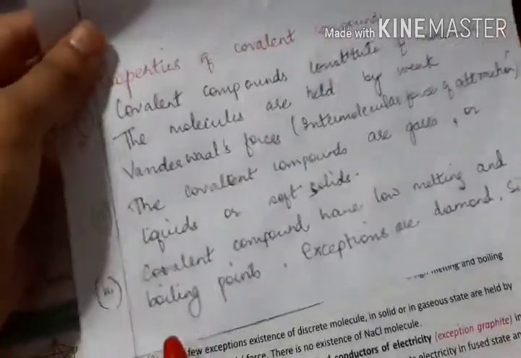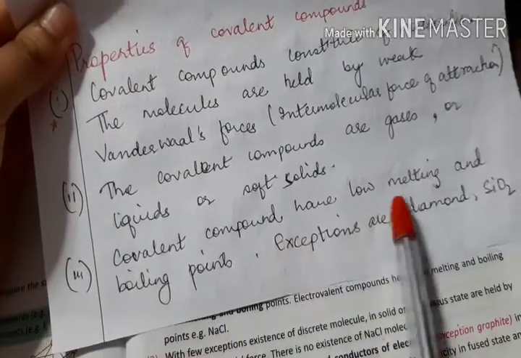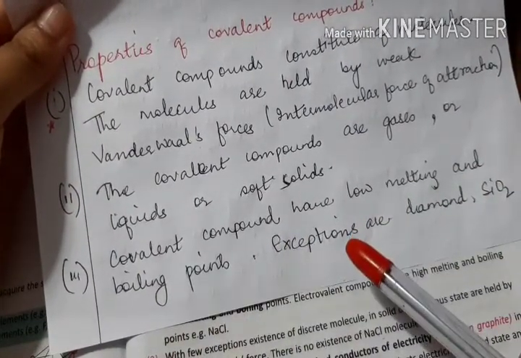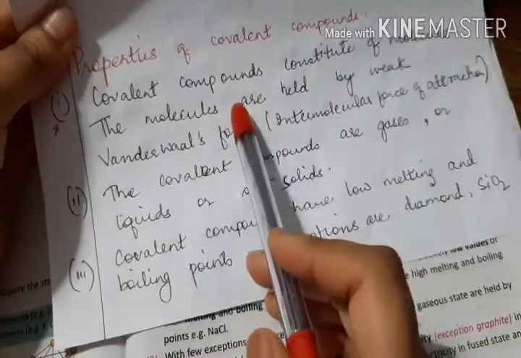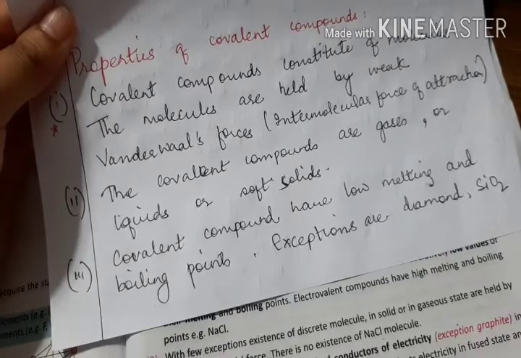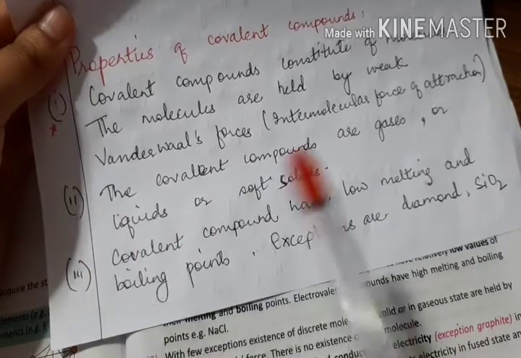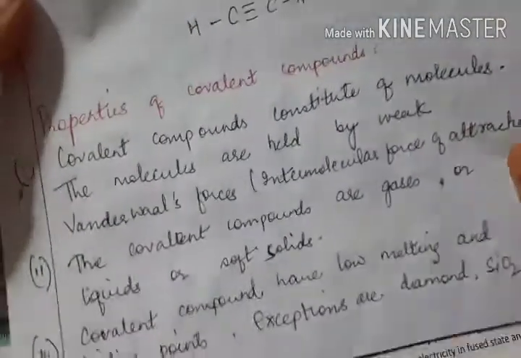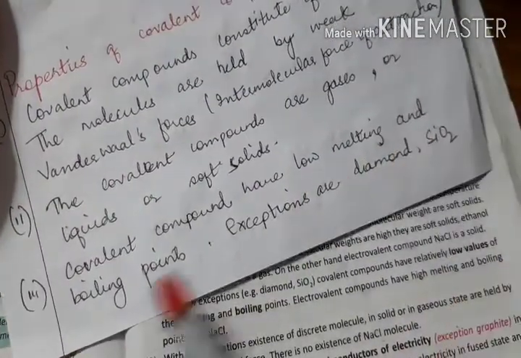Then, next one: covalent compounds have low melting and boiling points. What is the reason for low melting and boiling points? Again, back to number one. The reason is the weak van der Waals forces. If the forces are weak, there will be weak forces of attraction, so they will have low melting points and low boiling points.